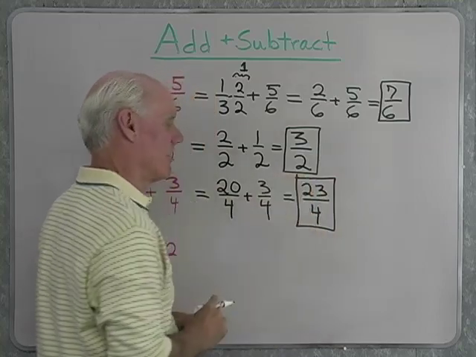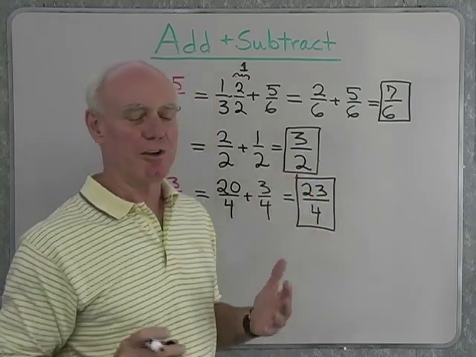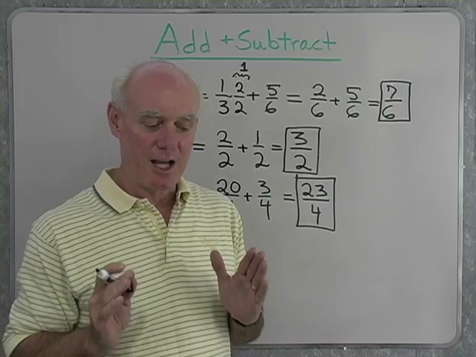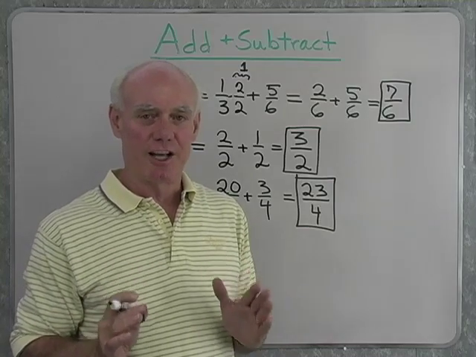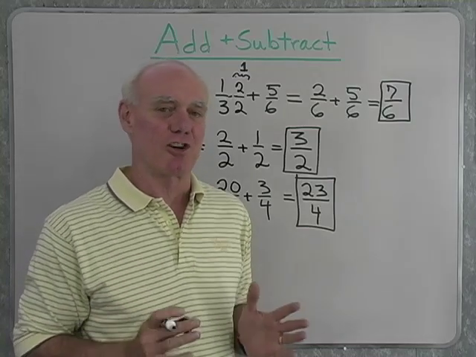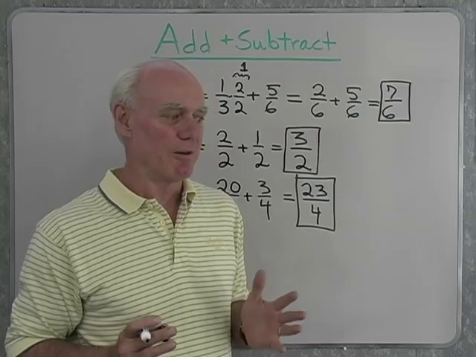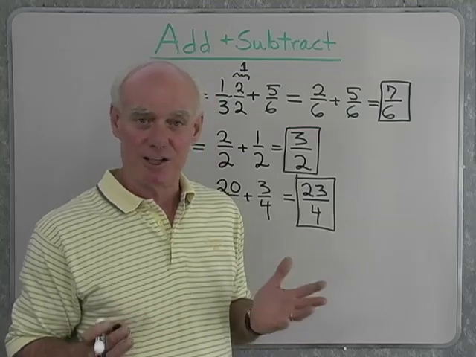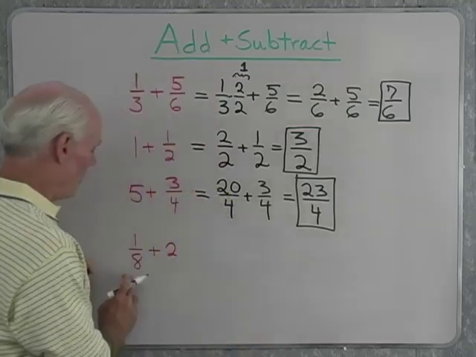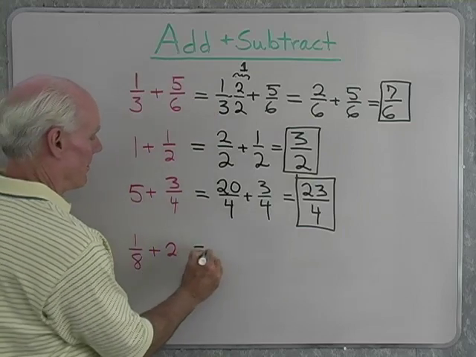So we're just doing this kind of intuitively. We don't have a method. The only thing that we really know is that we can't add or subtract fractions unless we have the same denominator. So that's our goal, and then we just use whatever kind of things we know intuitively to get us to that point. 1/8 plus 2.